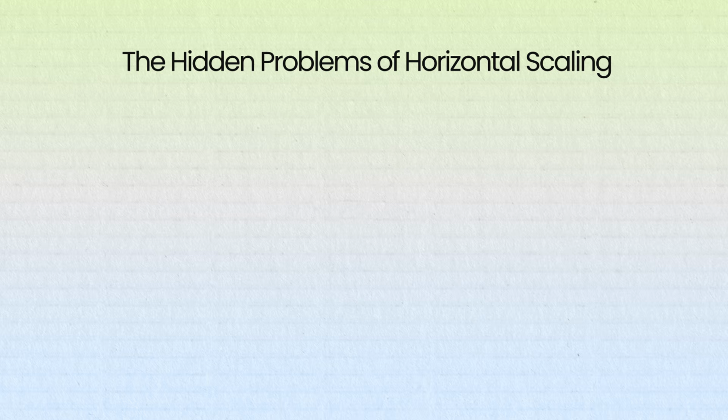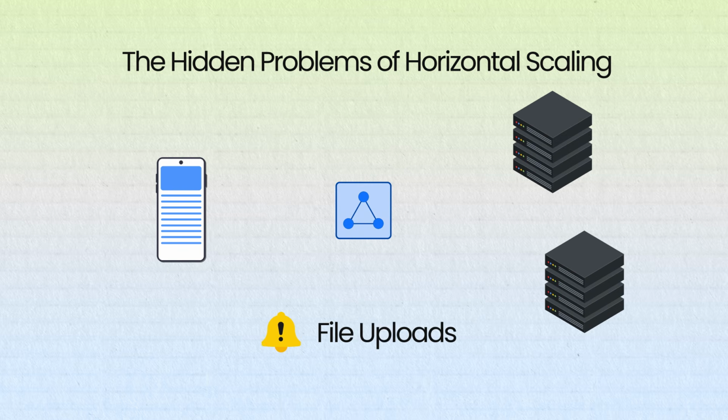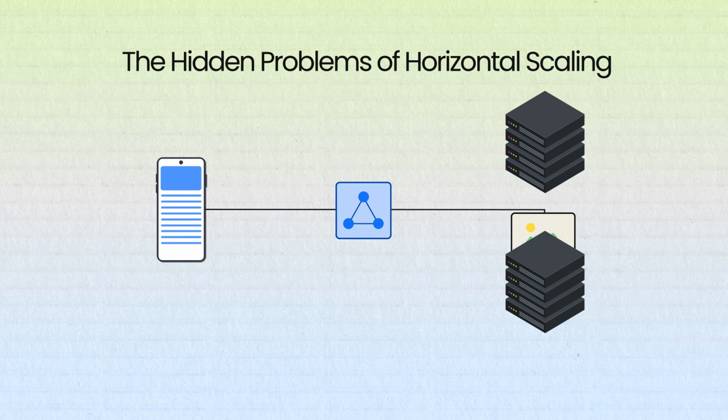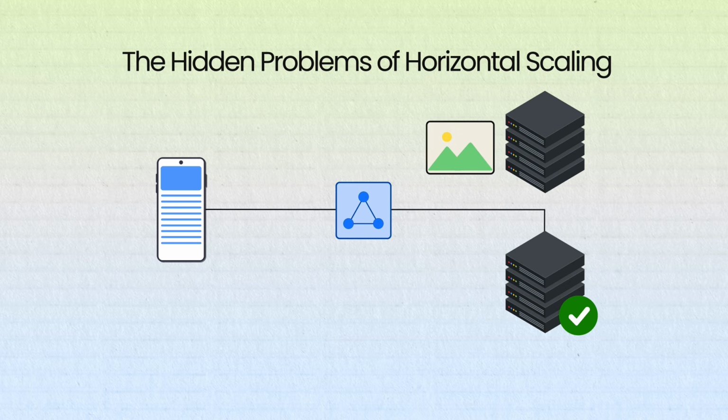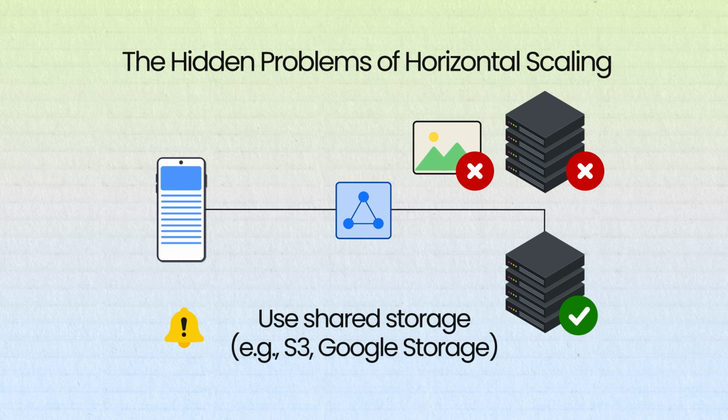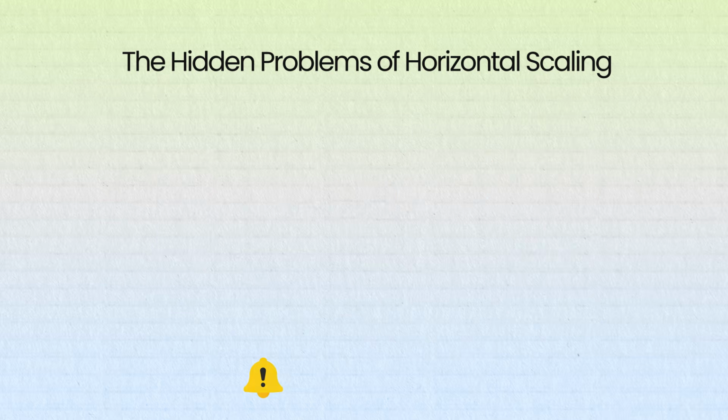Now authentication breaks. That is why horizontal scaled apps usually need stateless authentication like JWT or shared session storage like Redis. Another problem is file upload. If a user uploads an image to server 1, but later server 2 needs that image, where is that file? This is why production systems usually store files in shared storage like S3 or another object storage service such as Google Storage.